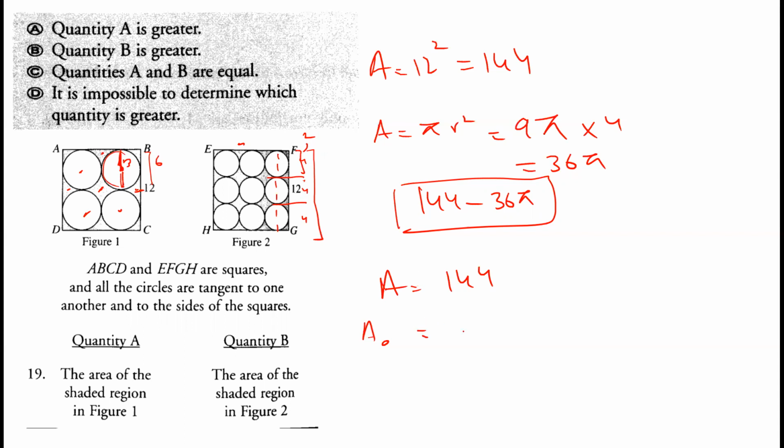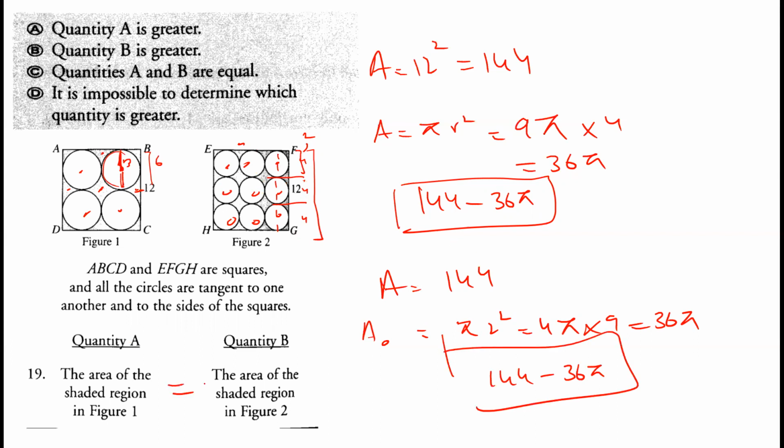So area equals pi 2 squared, that is 4 pi. And how many circles are there? 1, 2, 3, 4, 5, 6, 7, 8, 9. So 4 pi into 9 will be equal to the area of the total circles, that is again 36 pi. So 144 minus 36 pi is also the area of the shaded region. So both of them have the same area. So option C is correct.